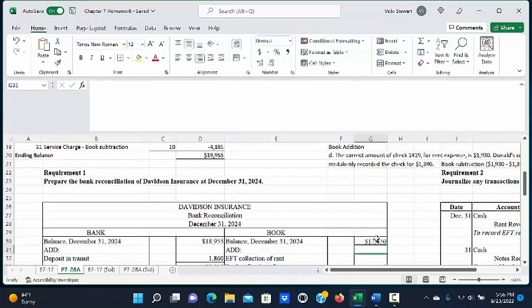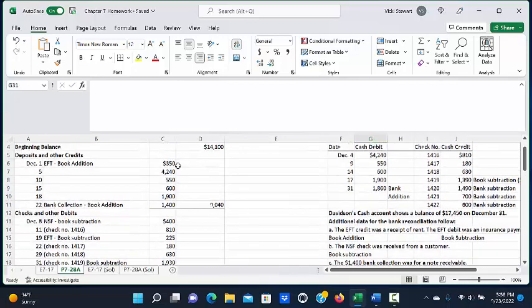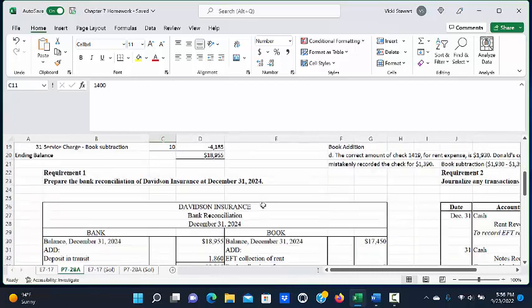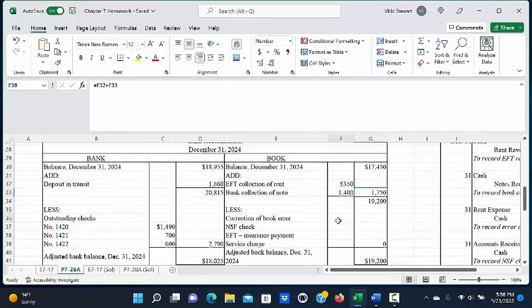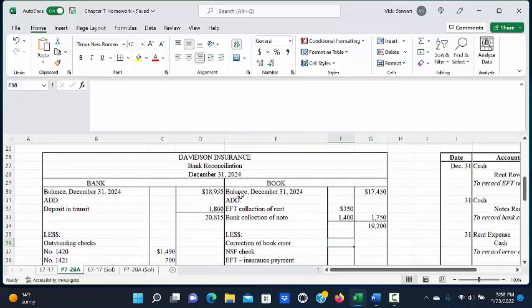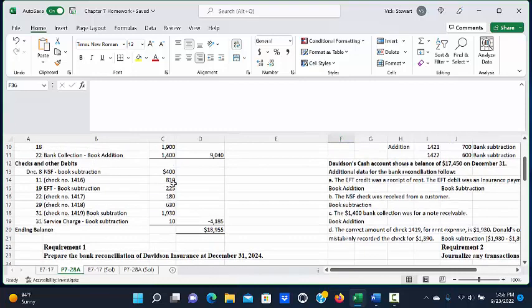$17,450. Now we're going to add those 2 collections of $350 and $1,400 that the bank collected for us for the rent and the note, and we did not have those recorded in our books. So those 2 amounts equal $1,750. And now we're going to correct and record the items that were in the checks and other debits.